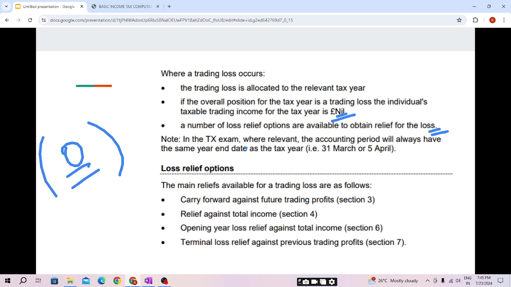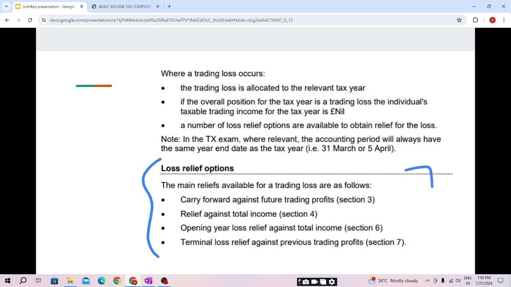Note that in the tax exam where relevant, the accounting period will always have the same year end date as the tax year. That is, the accounting period and tax year will align. Now these are the loss relief options which are available. So these are the types of loss relief, students, which are available.